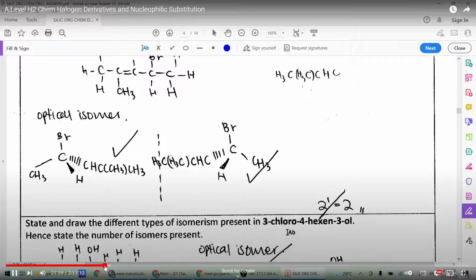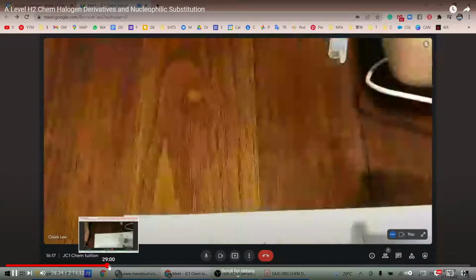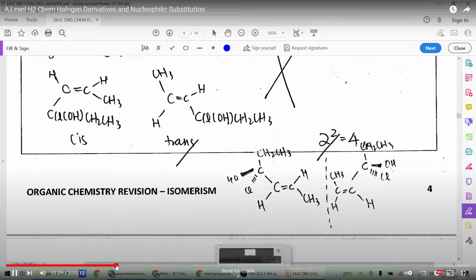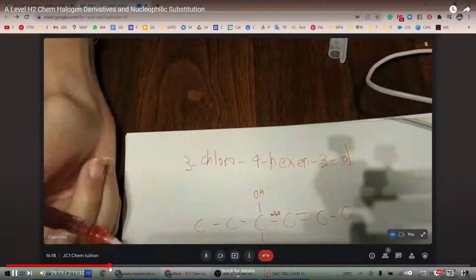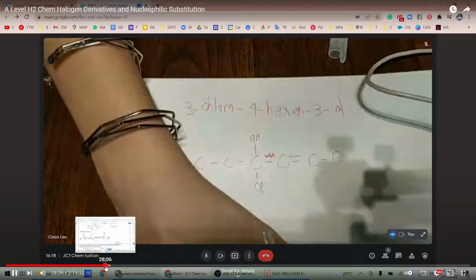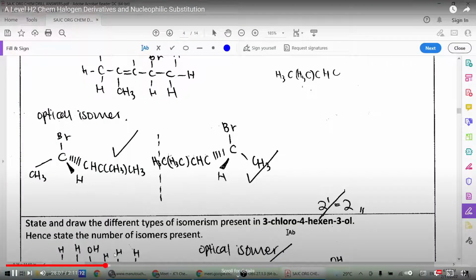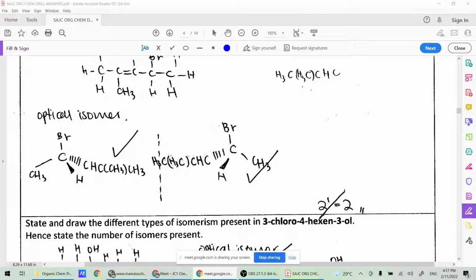3-chloro-4-hexen-3-ol. Then I'm told to do the different isomers, and I drew... okay, not sure what was going on.